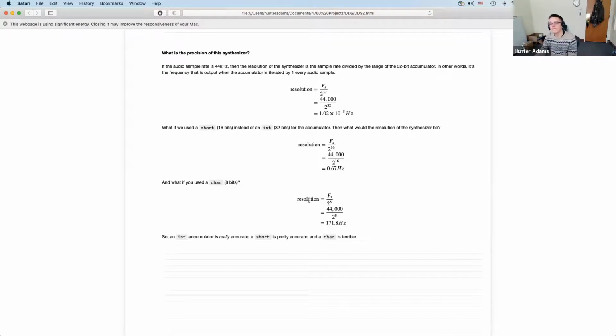What if you only used 8 bits? What if you used a char to store your phase accumulator? In that case, very similar analysis shows that the resolution of your synthesizer is close to 172 hertz, just terrible, right? So you benefit from having extra bits in your phase accumulator variable. We'll talk more about that.